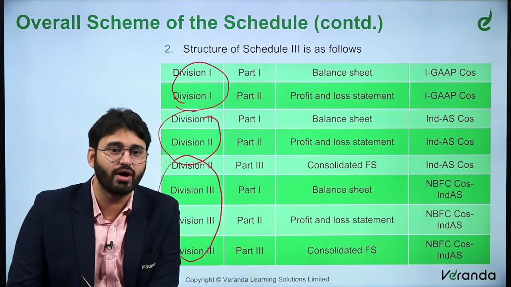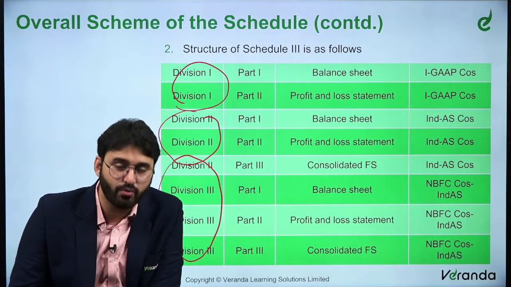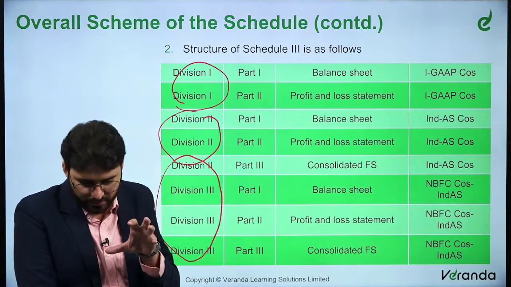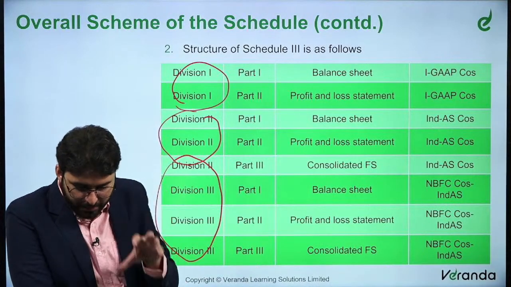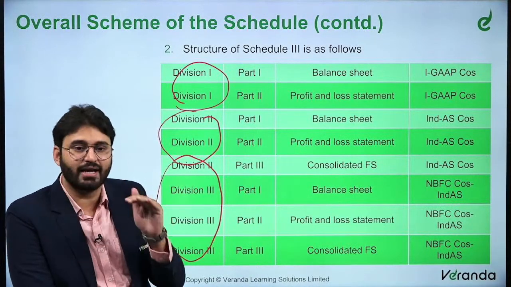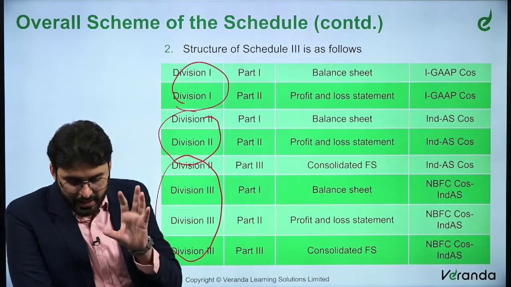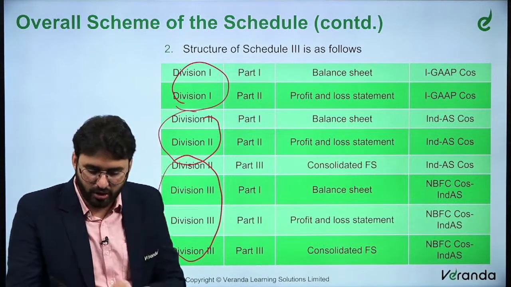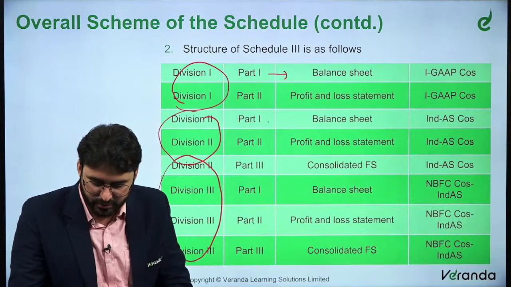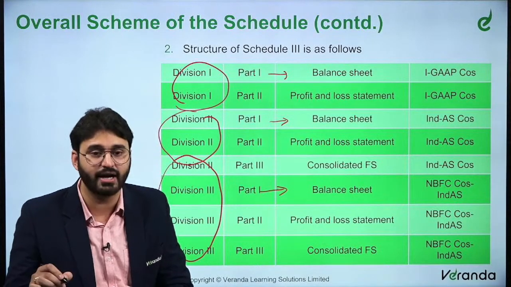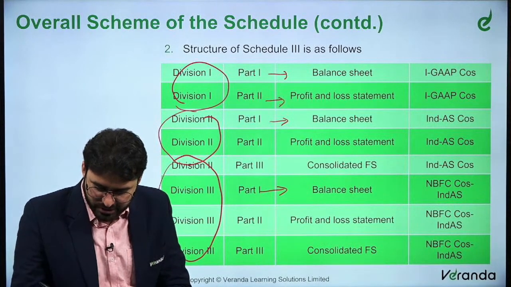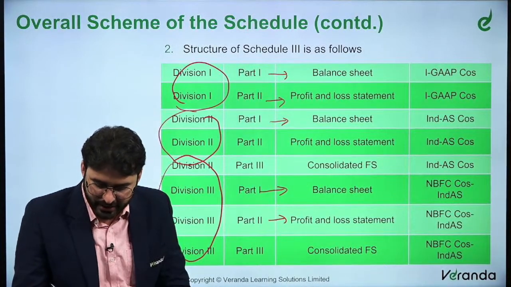Division 1, Division 2 and Division 3. Division 1 again has Part 1 and Part 2. Division 2 again has Part 1, Part 2 and Part 3. Division 3 again has Part 1, Part 2 and Part 3. Part 1 is generally the balance sheet. All the Parts 1, if you see, are balance sheets. Part 2 is generally the profit and loss statement, and Part 3 is generally the consolidated financial statements.